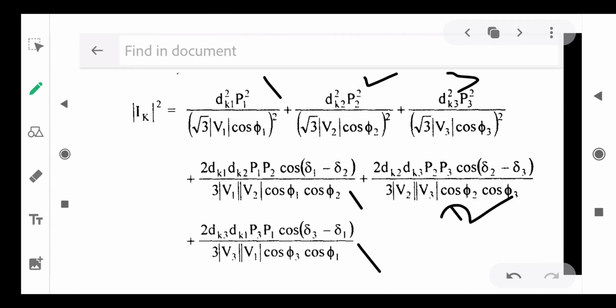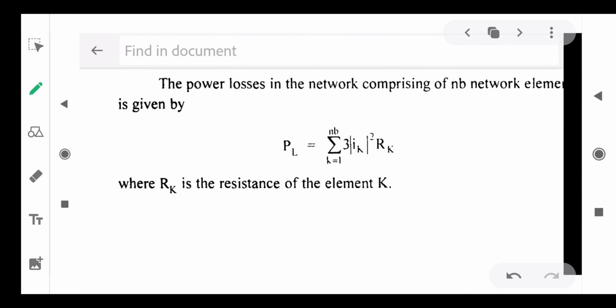So this is the second term, this is the third term. The total power loss is equal to sigma k equal to 1 to n, let us take this as n, of 3 into Ik square Rk. So this whole discussion is taken from the textbook by PSR Murthy. So let us discuss the derivation from that book. You can refer to that book.